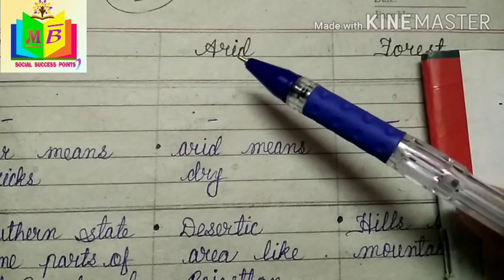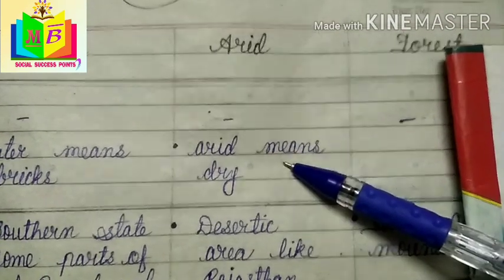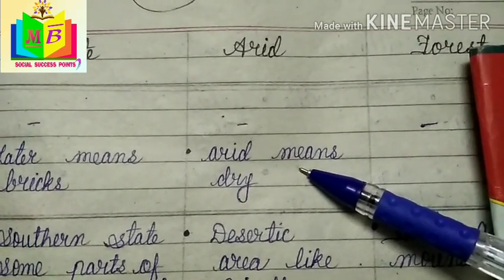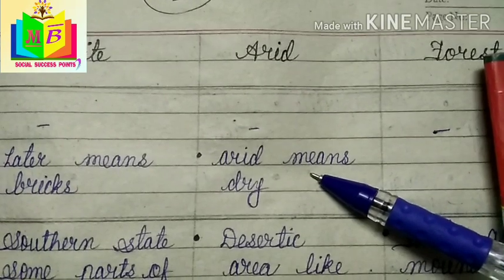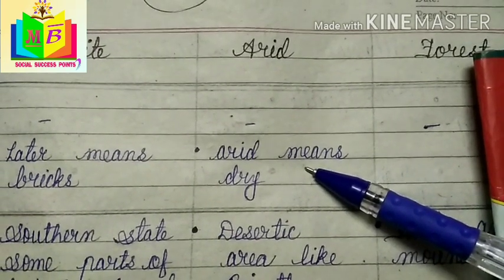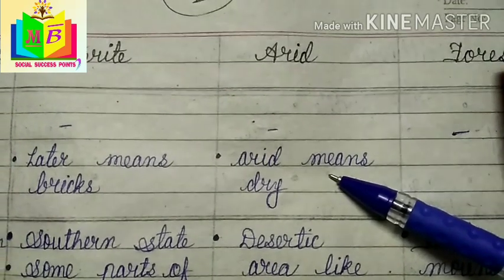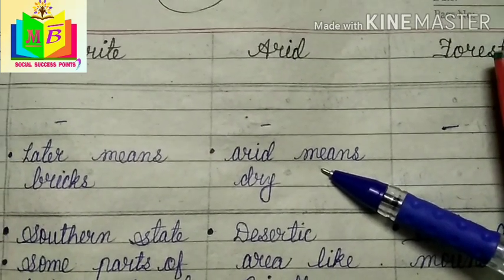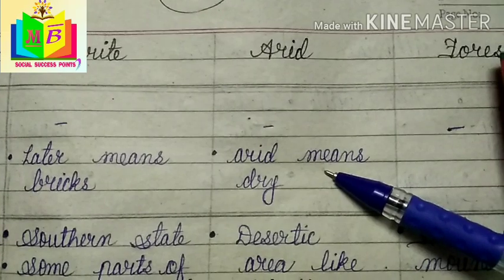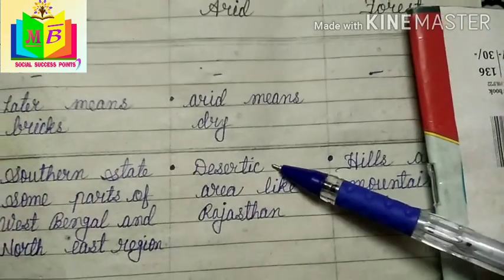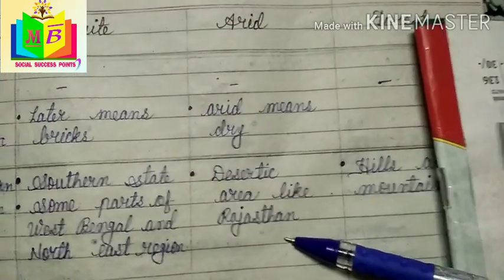Now we will see arid soil. Arid means dry. And if we talk about the formation of arid soil, arid soil is formed from the fragmentation of adjacent rocks, and it is largely blown from Indus Valley area and coastal region. Okay, and it is found in desertic area like Rajasthan.